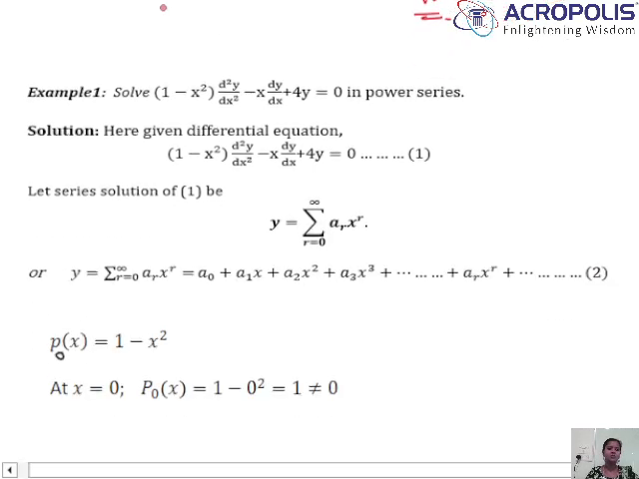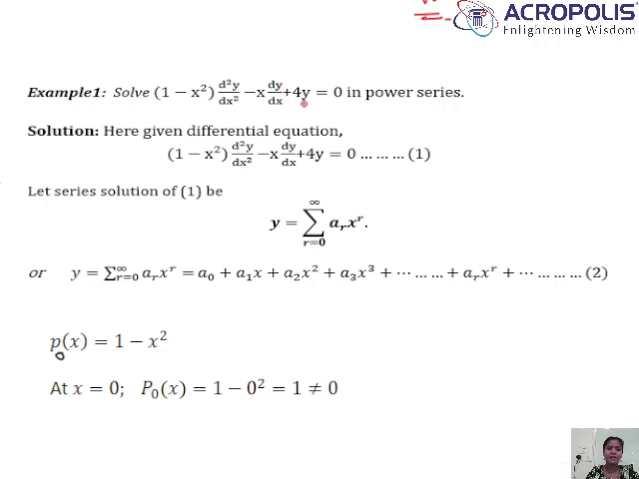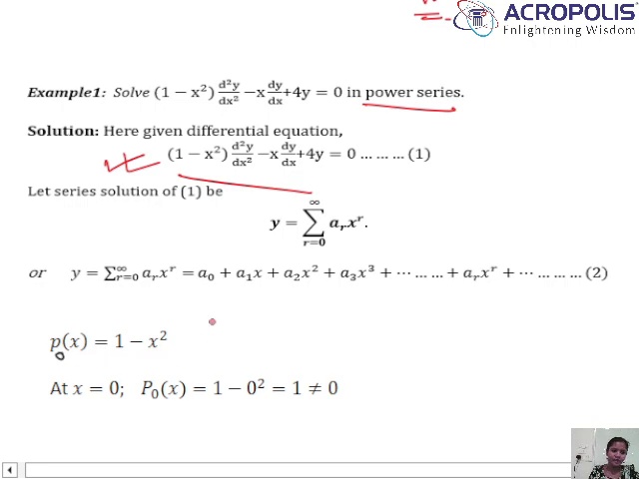Now see how to solve a linear differential equation by series solution. See the problem: solve (1 minus x^2) d2y/dx^2 minus x dy/dx plus 4y equals 0 in power series. Here the given differential equation is rewritten. See, first of all we will check the given x equals 0. We will check that here.